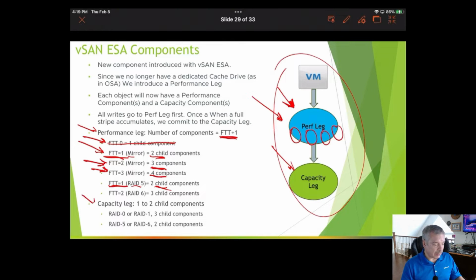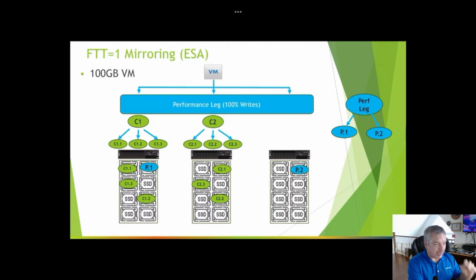The capacity leg, if you didn't watch my striping video, you need to watch my striping video to understand this. The capacity leg will take that component and split it into RAID 0 components, like striping, when I talked about striping. So RAID 0 and RAID 1 will basically have 3 child components. RAIDs 5 and 6 will have 2 child components. And I've got diagrams of this coming up right now. So let's take a look at this.